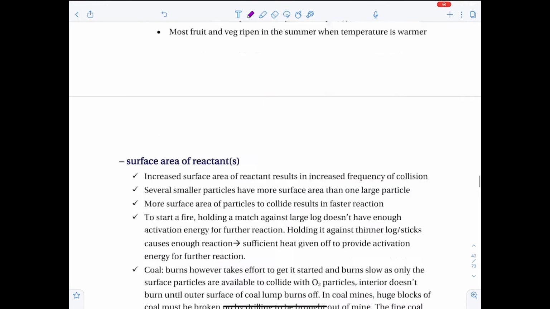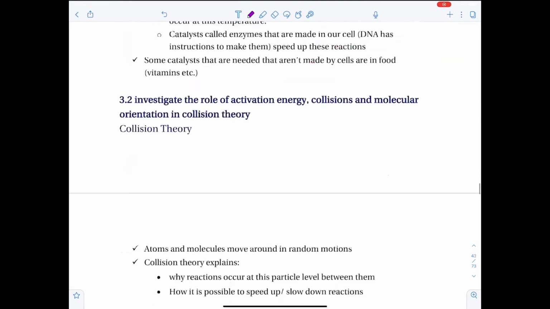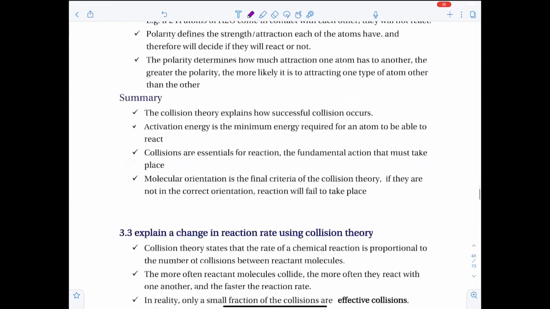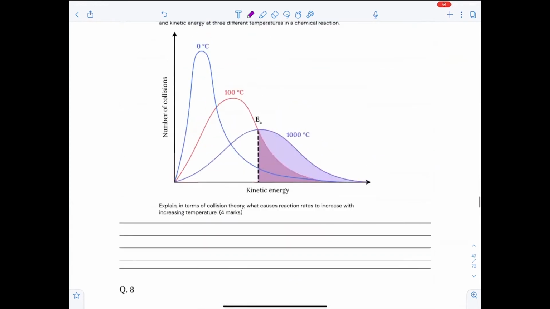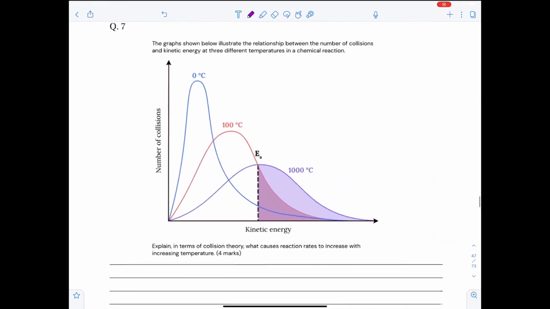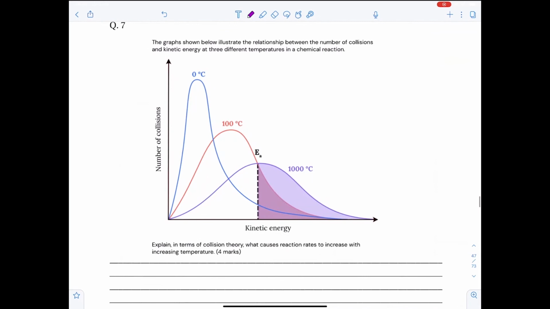Now with temperature, what they're going to do is they're often going to give you a graph. You might see it before. Let me try getting the graph for you. Here you go.